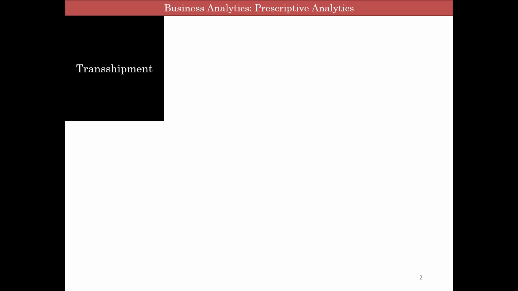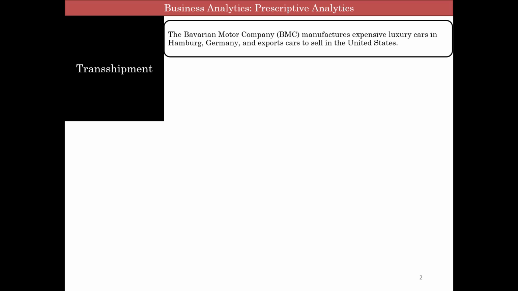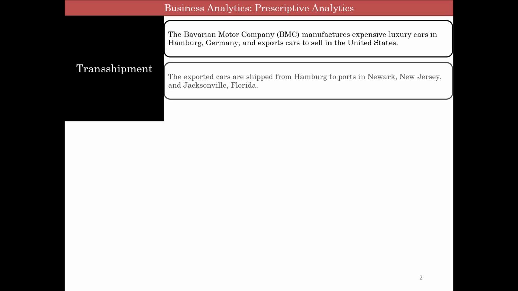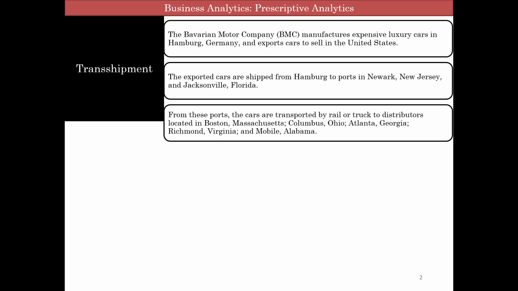Transshipment problems contain supply nodes, demand nodes, and a third set of nodes called transshipment nodes. Let's take an example. We have BMC, which manufactures luxury cars in Hamburg, Germany, and exports cars to sell in the United States. The exported cars are shipped from Hamburg to ports in New York and Jacksonville, Florida, and from there you are transporting them to Boston, Massachusetts, Columbus, Ohio, Atlanta, Georgia, and so on.